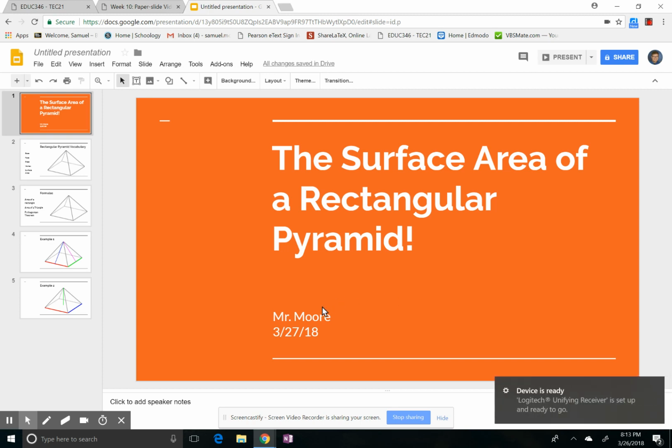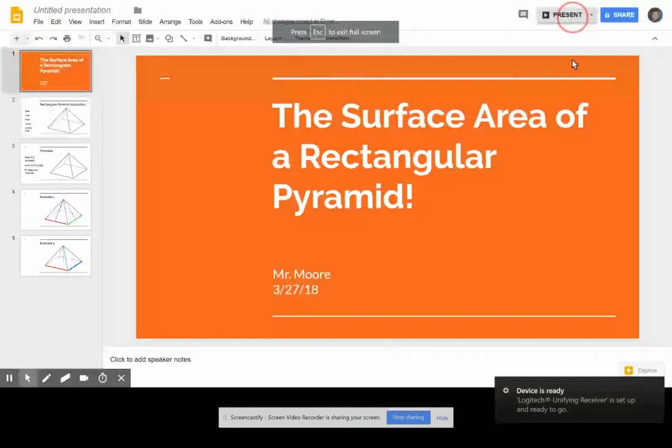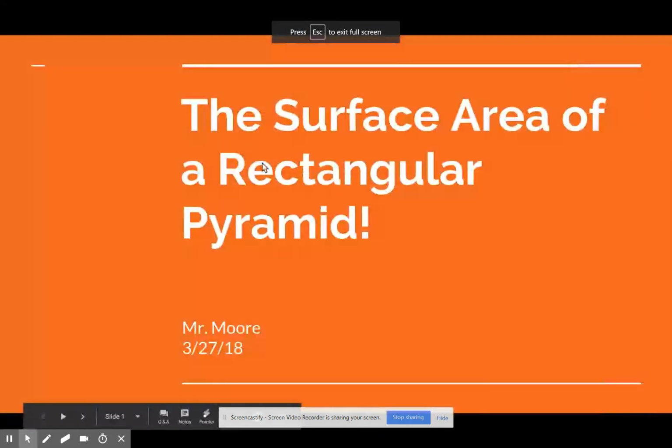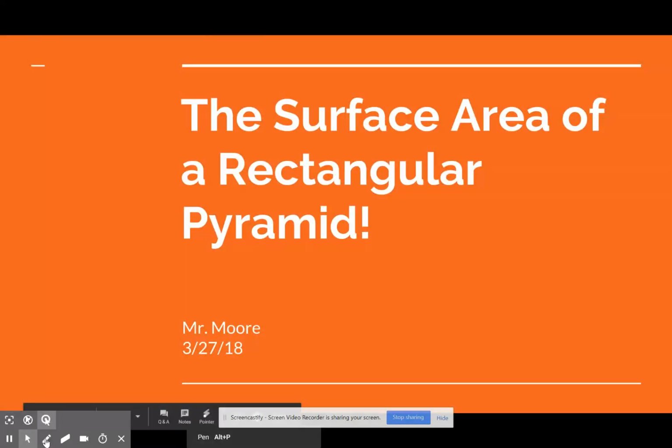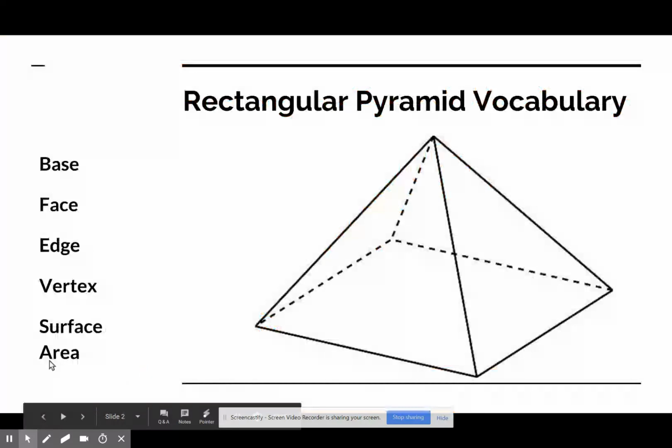Hello there, class. So today, what we're going to be talking about in this video is what we talked about here in class, which is the surface area of a rectangular pyramid. To begin with, there are some things that we have to look at, and those things are base, face, edge, vertex, and surface area.